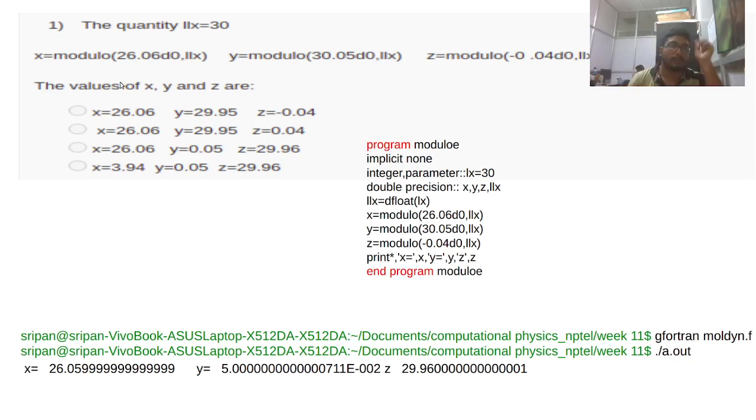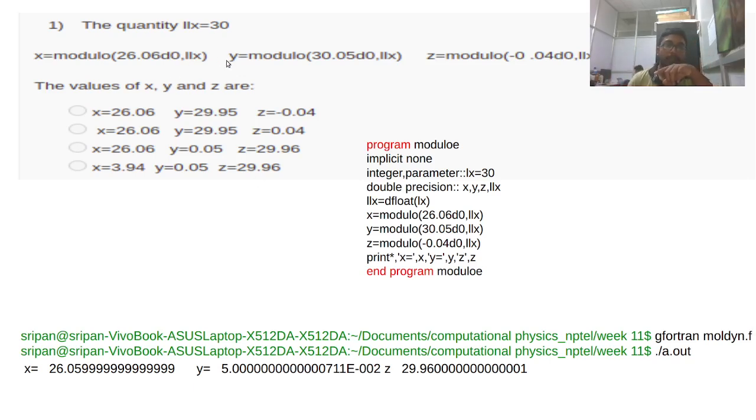So in the first, x equals modulo of 26.06d0 divided by LLX. It's like 26.06 divided by 30.00, so the modulo will give us the remainder when we divide one number by another. Here the remainder will be 26.06, since it is less than 30. So we get 0 into 30 plus 26.06, which gives us 26.06 as the correct answer for this first question.